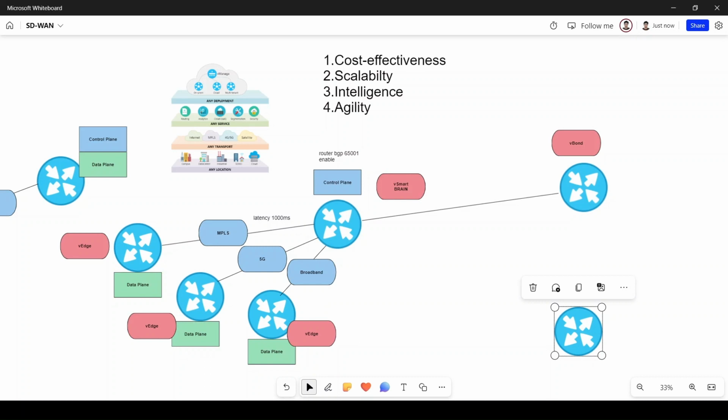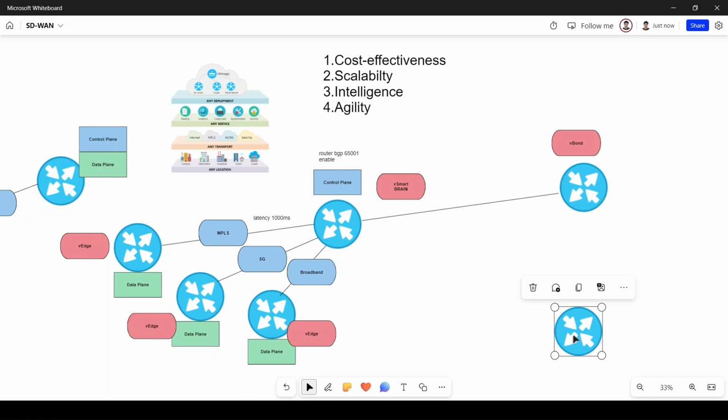Then we have a bootstrap process. After successful authentication, vBond provides the necessary information for the device to bootstrap itself. This includes the IP addresses of other key components in the SD-WAN fabric, such as vSmart controllers and vEdge routers. This information enables the device to establish secure connections with other components in the network, right?